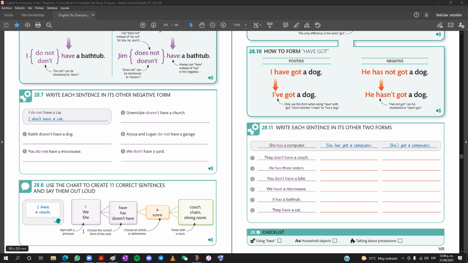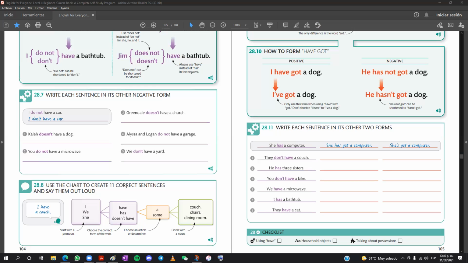Choose the correct form. Escoge la forma correcta del verbo. Choose an article or a determiner. Escoge un artículo o un determinador. Couch, chairs, dining room. Sofá, sillas o comedor. Finish with a noun. Acaba con un sustantivo. Ok, entonces, empezamos con el pronombre, ¿verdad?